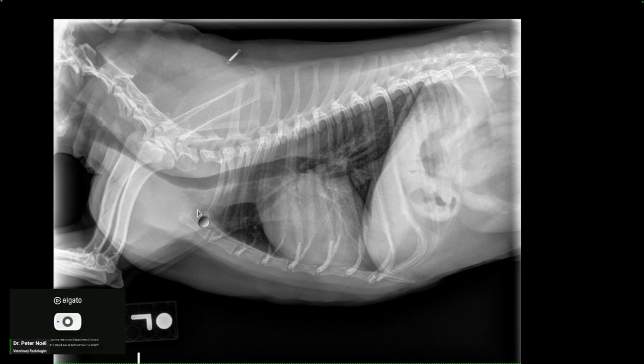Inhaled foreign bodies I've seen, but the usual suspects are: is this a problem or is it not? Is it chondromalacia or is it not? If it's a large breed dog, it probably isn't. But I have seen laryngeal paralysis, right? And then they try to breathe and that'll drop the membrane. And then it looks like this.